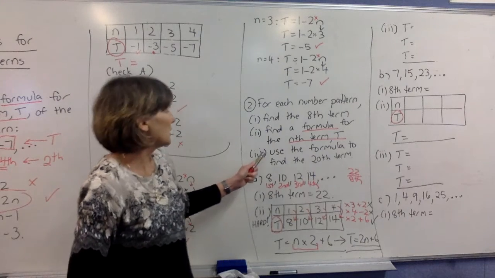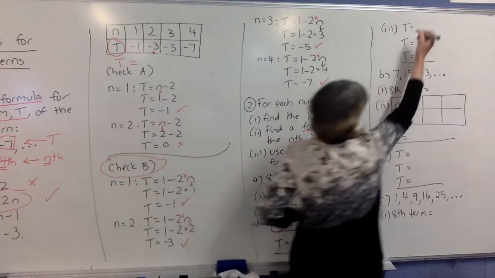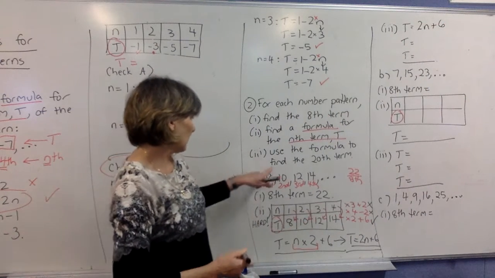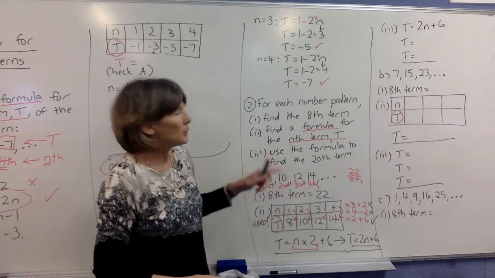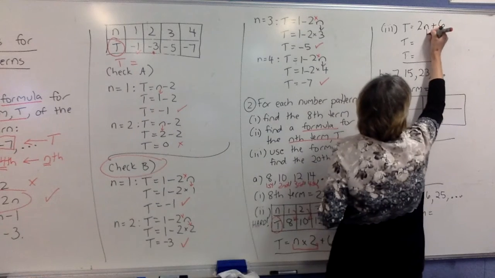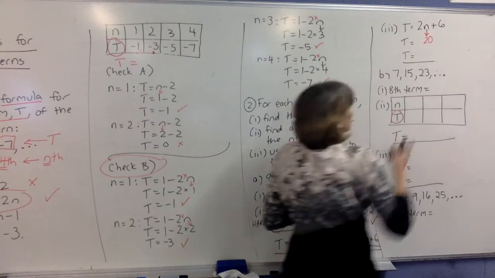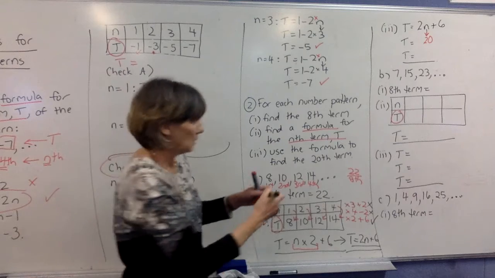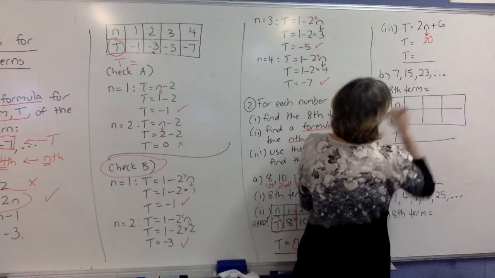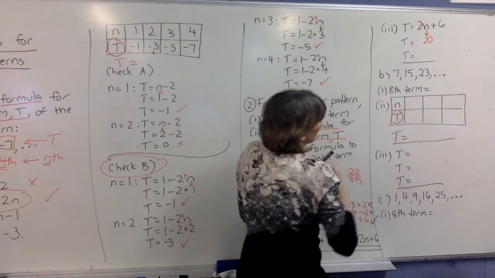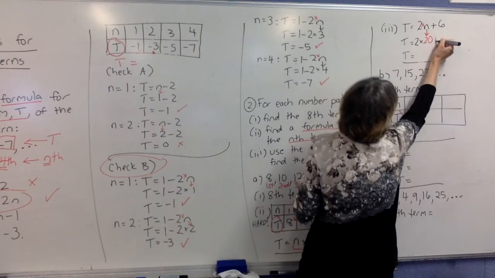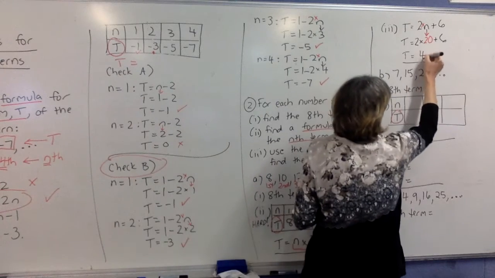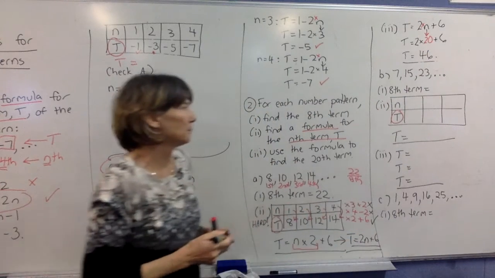So in part 3 it says use the formula. So we're going to write our formula down. And now we're going to do what they've said. Find the 20th term. Well, the 20th term means that in that spot there we're going to write a 20, because the 20th term means the position of the term n is 20. So we'll write in everything else. Don't forget we have the times here. So we've got 2 times 20 plus 6. Use your calculator and you'll get 46 for our 20th term.